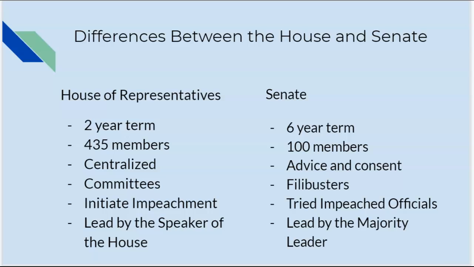The Senate also has filibusters, which we're going to get into in the next slide, and the Senate is also controlled by the majority leader. It is important to note because the majority leader in the Senate and the Speaker of the House in the House of Representatives are both very powerful people in our government. The majority leader in the Senate right now is Mitch McConnell, and in the House of Representatives, it is Nancy Pelosi. So both of those people have a lot of power in our federal government.